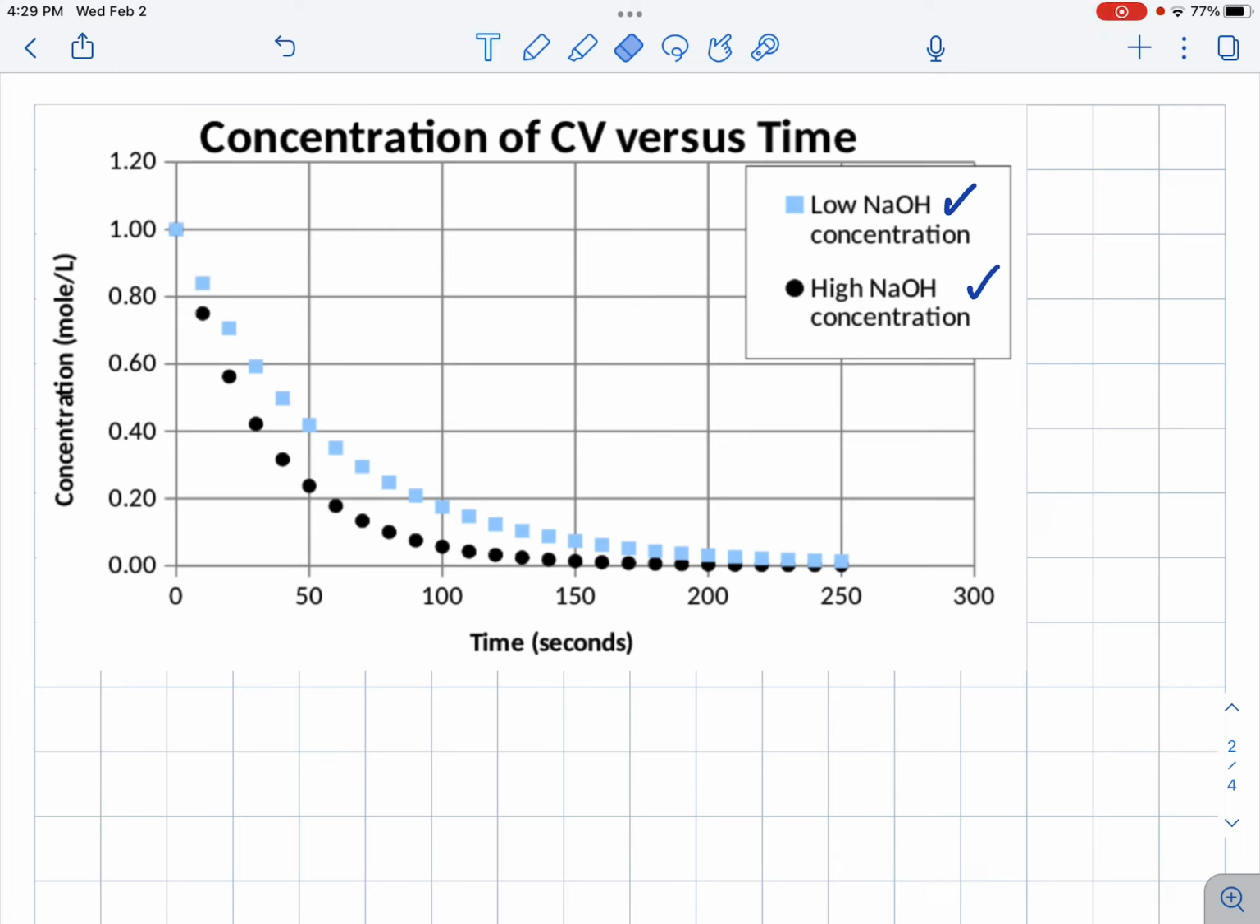The way we're going to quantify this, the way we're going to change this into a numerical value, is we're going to do something called drawing a tangent line. Okay, so a tangent line is one that just touches a curve at one point. Okay, so for example, if I were to look at the low concentration experiment at 100 seconds, and let's say I wanted to know what the rate of the reaction was at that time. Okay, so what I would do is I would sketch a line off of that.